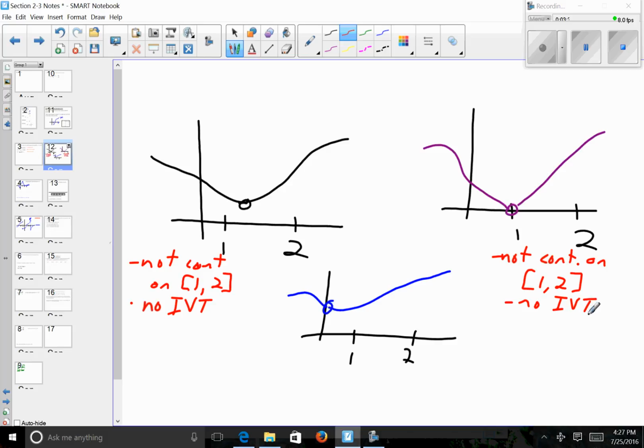If I look at the blue one here, I see there is still a hole, but if I'm only looking from 1 to 2, it is continuous on this closed interval from 1 to 2. And so I am allowed to use the IVT. So the IVT does apply.